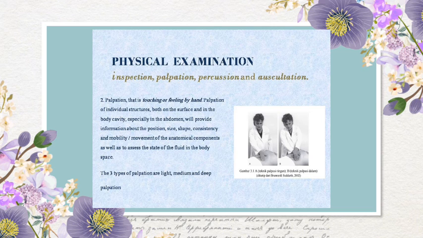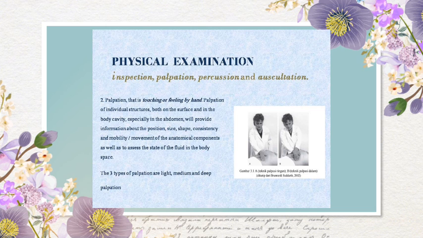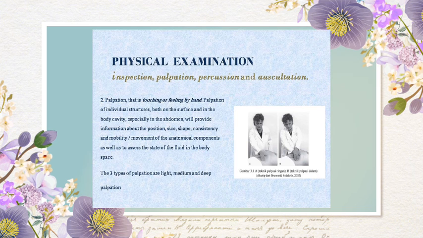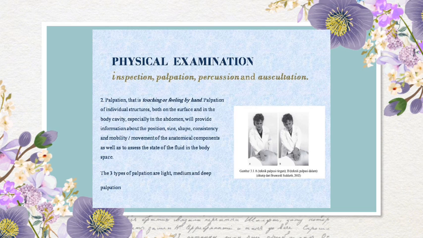Second, palpation, that is touching or feeling by hand. Palpation of individual structures, both on the surface and in the body cavity, especially in the abdomen, will provide information about the position, size, shape, consistency, and mobility or movement of the anatomical component, as well as to assess the state of the fluid in the body space. The three types of palpation are light, medium, and deep palpation.